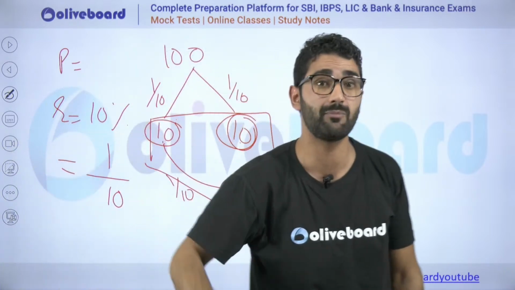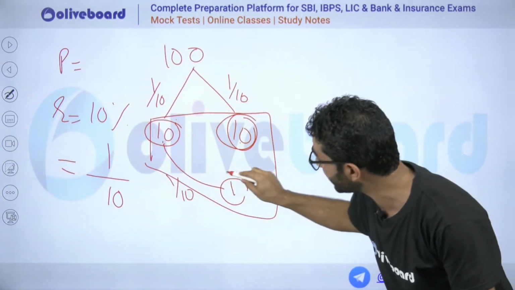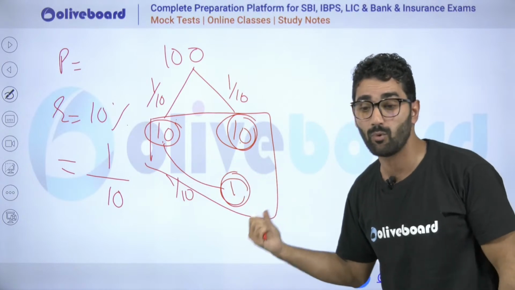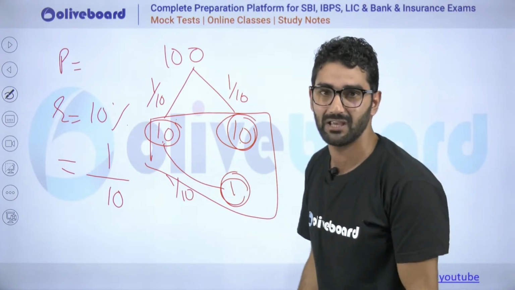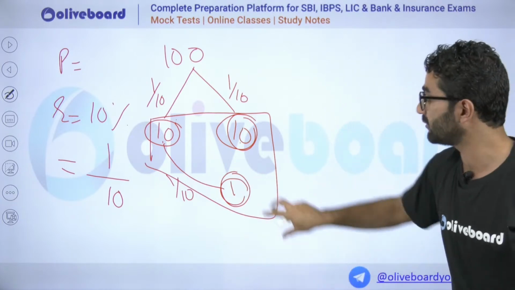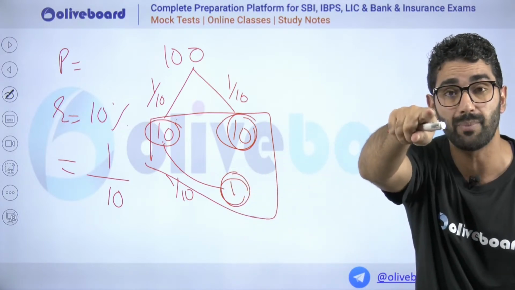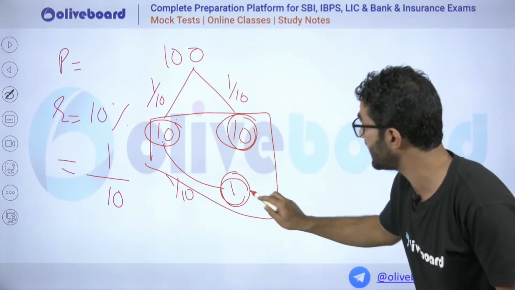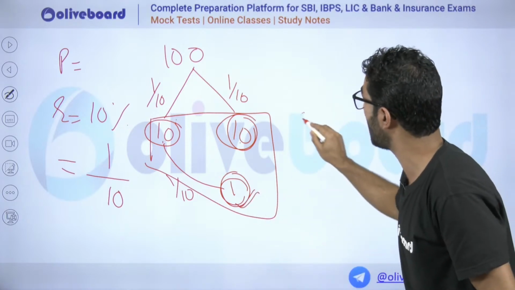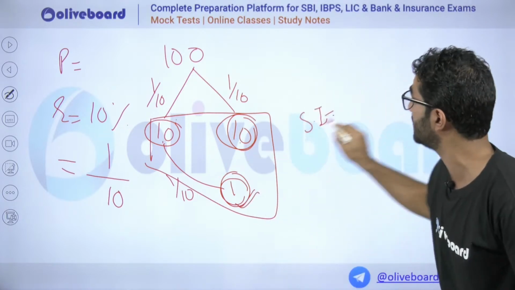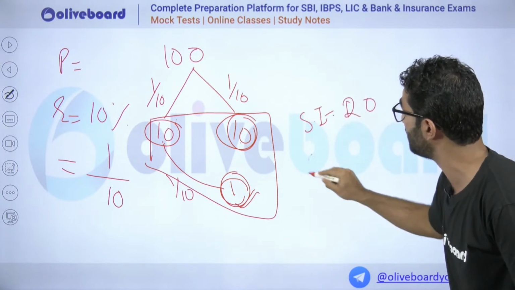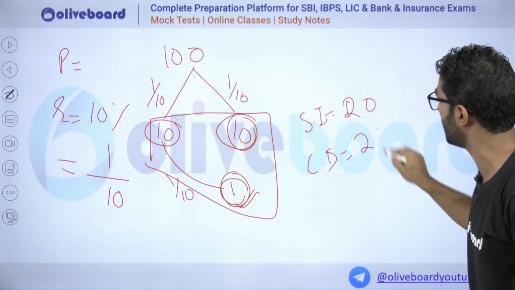And what is the difference between compound interest and simple interest? That is nothing but this one. This is mostly asked in exams. What is the difference between compound interest and simple interest? Here I got simple interest as 20, but compound interest is 21.